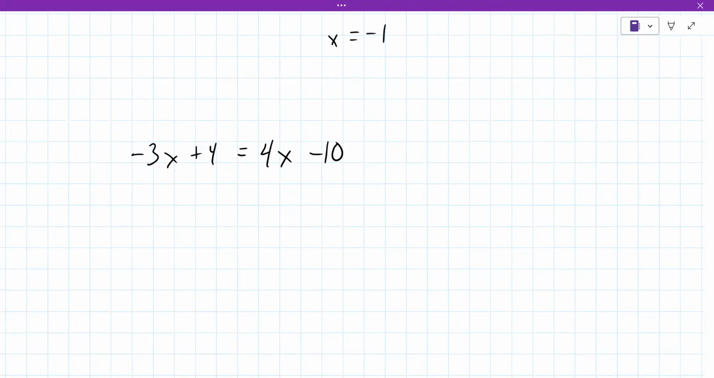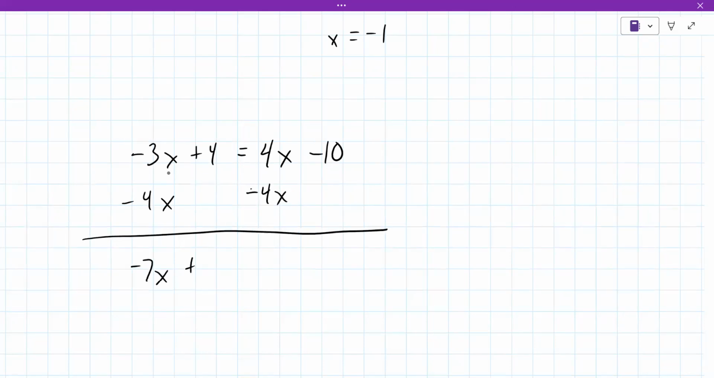You just want me to tell you the end answer? Well, yeah, or you can tell me the steps if you're not sure. I'm happy to have you work through one. I've got a couple more examples we can do. Are we moving the minus 3x over or the 4x over? The 4x. Subtract 4x. Okay, so what does the left side become? -7x plus 4 equals -10.